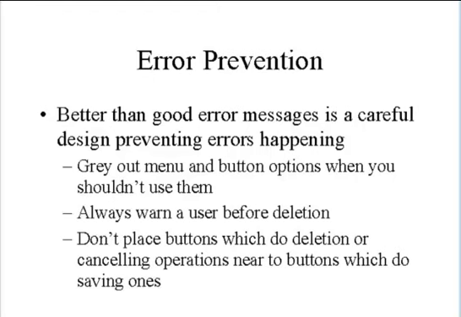And examples that you can think of are graying out menu and button options when you shouldn't really use them, always warning a user before deletion. And I think that is true, that it falls more in this heuristic of error prevention, warning a user before deletion, rather than in user control and freedom, although it has similarities to it. Also, don't place buttons which do deletion or cancelling operations near to buttons which do saving ones. That's another good example.